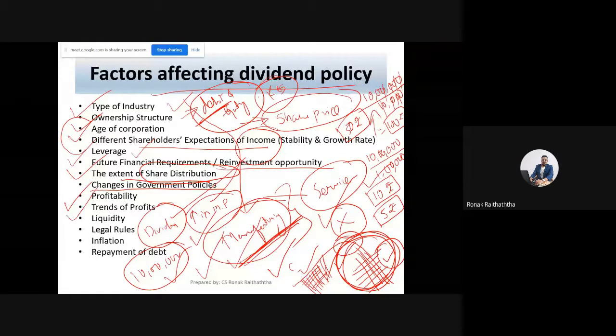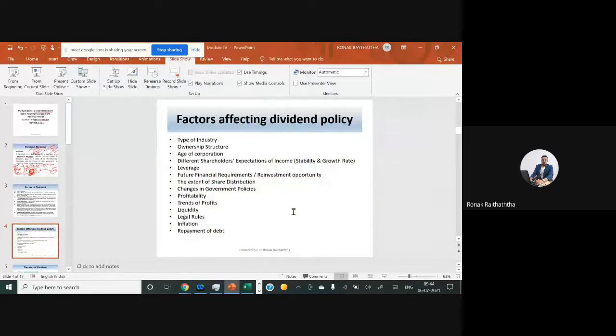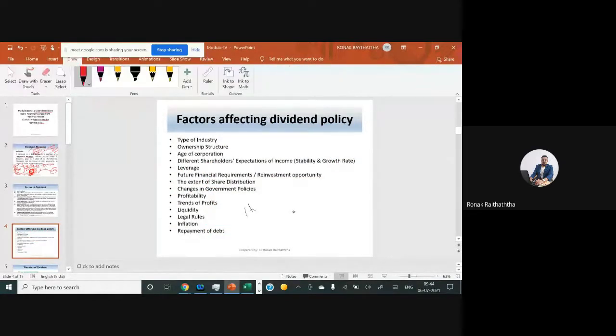Trends in profit. Sometimes it's not just about the profit, it's about the trend as well. In finance we say that if something happens one time, it may be a mistake. If that thing happens two times, it may be a coincidence. But if it happens three times, then it's a pattern. Now you can predict the future behavior based on this.